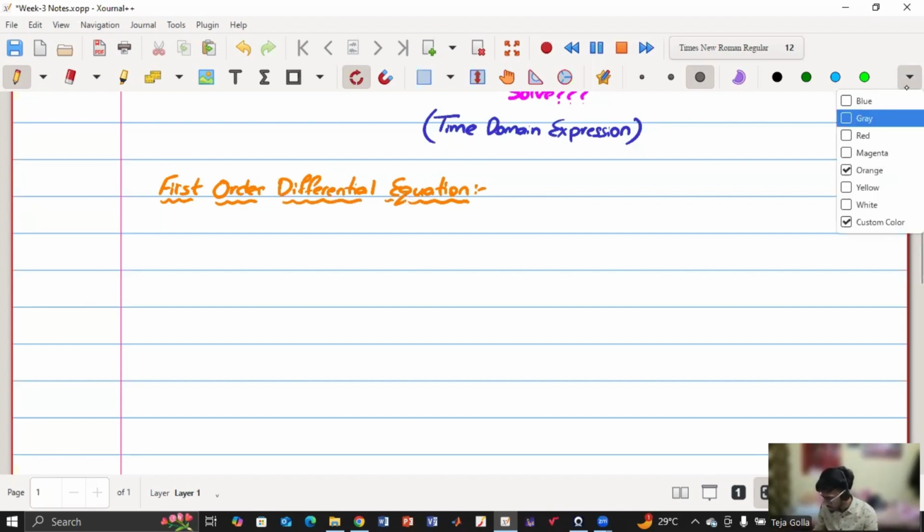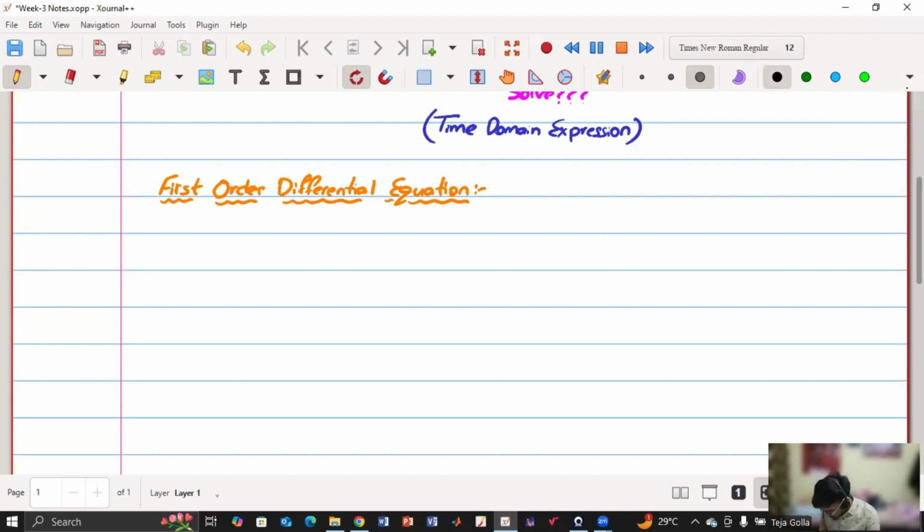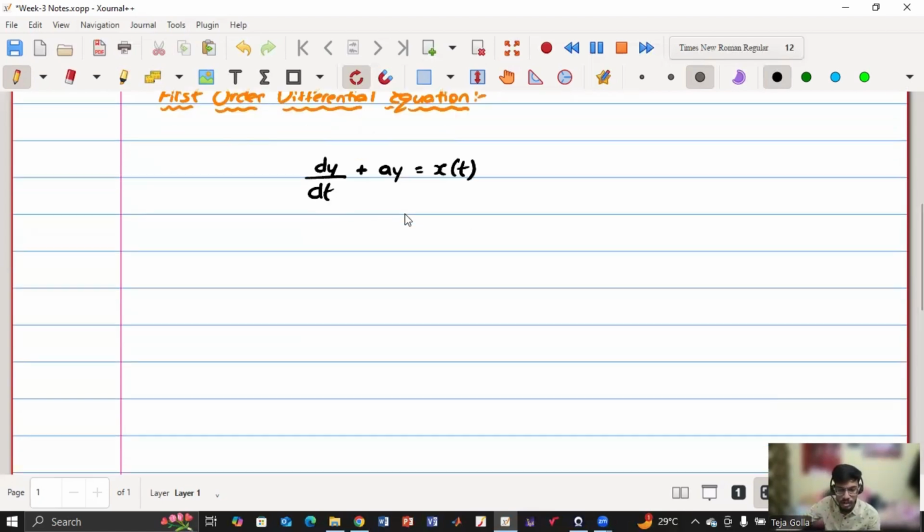other additional complicated concepts. So we will take one first order differential equation, dy by dt plus ay is equal to x of t. When we have any differential equation of this format, the first thing that you have to do is multiply by e to the power at. Why? Because there is this a here, so we'll multiply by e to the power at on both the sides. Why will we do this? So that we can simplify it.